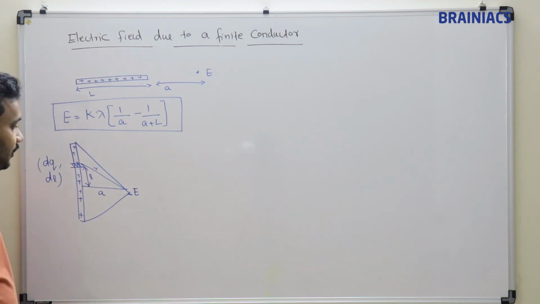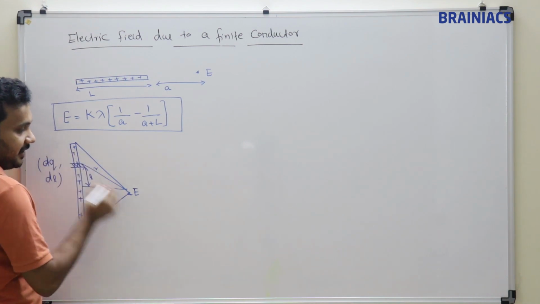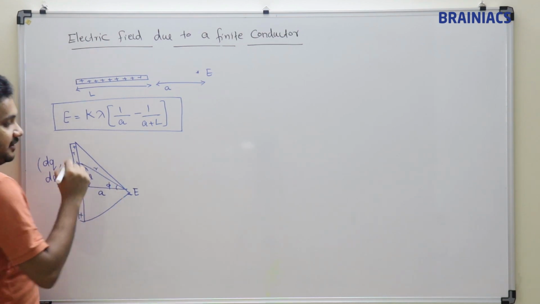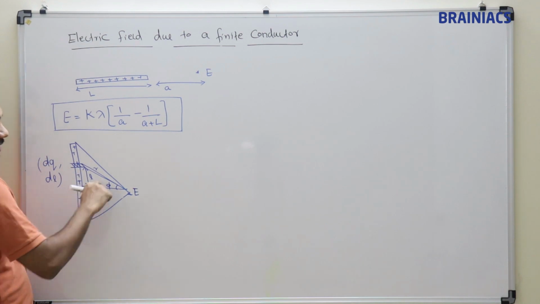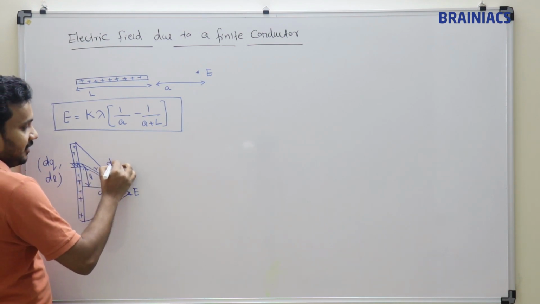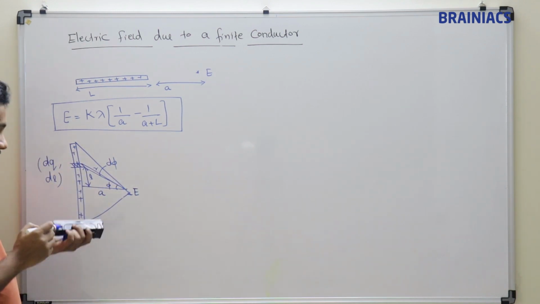The distance from the current element to the point where I am going to calculate the electric field intensity is small r. Now you know, because of the positive charge, electric fields are away from the conductor. This angle is taken as phi, the total angle, and here a small angle is subtended. If this angle is phi, then this angle will be d phi.